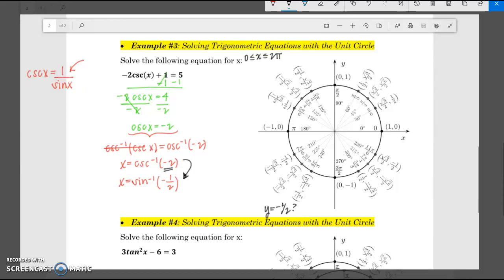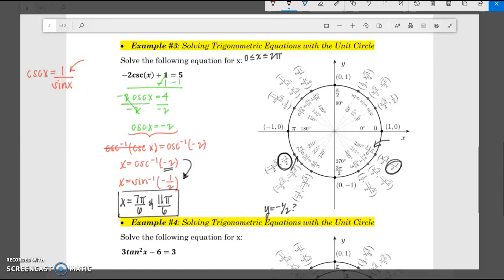So as we start to look, we're looking at our y values, and the first -1/2 for a y value happens at the angle of 7 pi over 6. So we can say x is equal to 7 pi over 6. And then we're going to have one more on the unit circle here. So we keep looking for a -1/2. And the next one happens right here with the angle value of 11 pi over 6. So we say x is equal to 7 pi over 6 and 11 pi over 6.